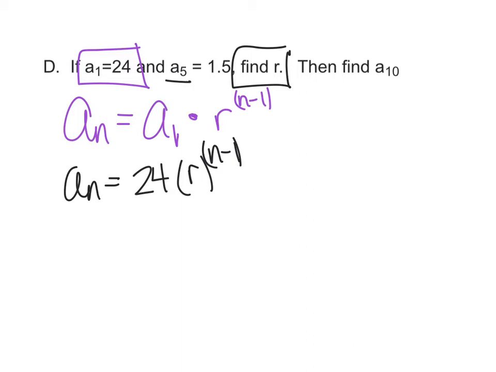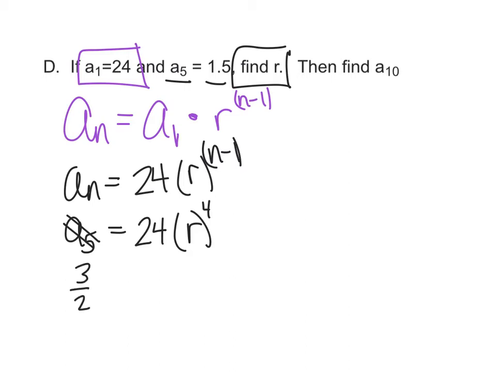And now they're telling me a sub 5 is 1.5, so I'm going to replace all my little n's with a 5. 24 times the ratio, and I'm going to do that in my head, 5 minus 1 is 4. And I can replace a sub 5 with 1.5. Now, I'm not a huge fan of decimals, so I'm going to write it as a fraction. 1.5 is 3 over 2. If you didn't know that for some reason, you can hit 1.5 on your calculator and then math frac. Equals 24 times r to the 4th.